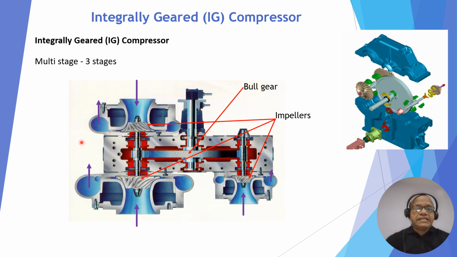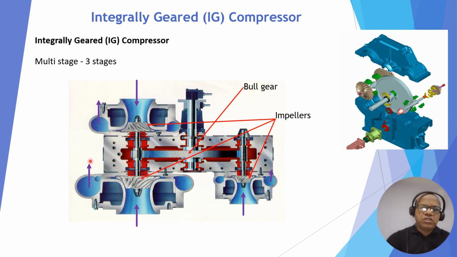This is a 3-stage compressor. So this is the first stage. This is the bull gear which is connected to either the main motor or steam turbine. This drives shafts 1 and 2, and on one shaft 2 impellers are connected, and on the other shaft it is 1. So in total, a 1, 2, 3 stage compressor. This is the first stage. So gas comes here, and after pressurization comes out.